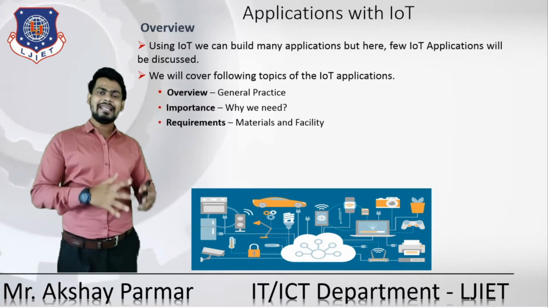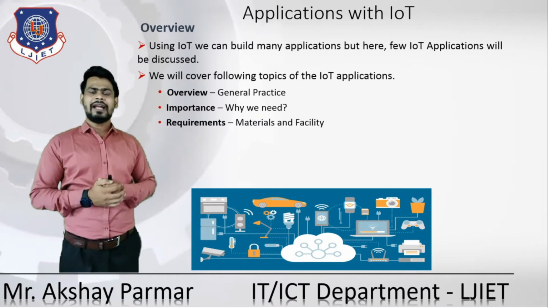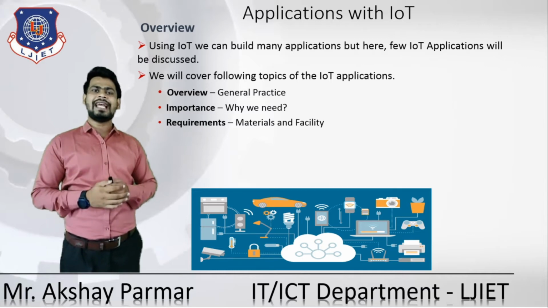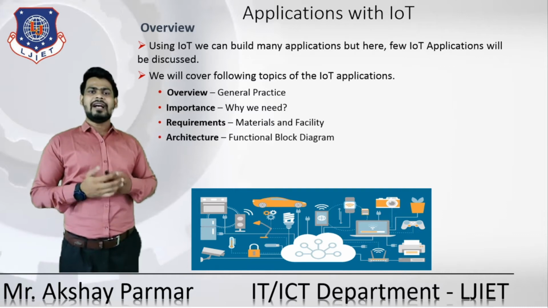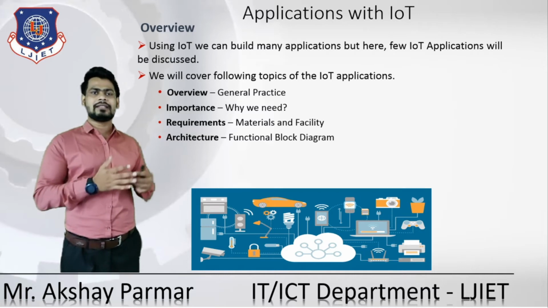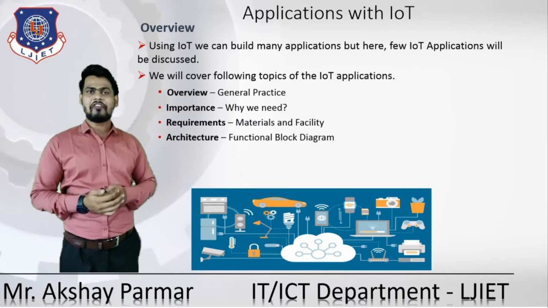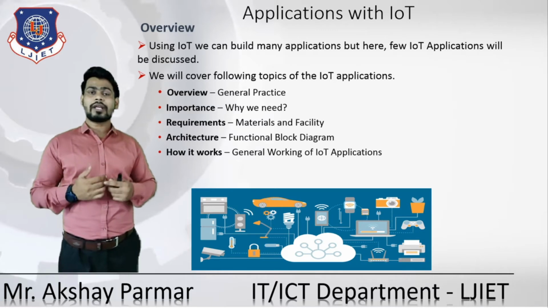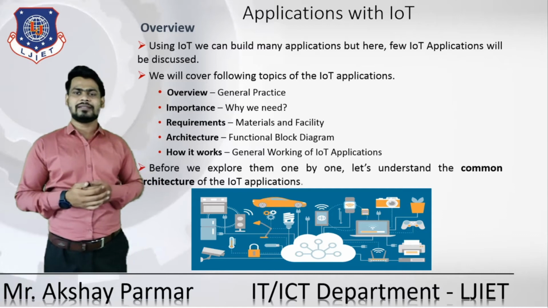For embedding any sector with IoT, there are some basic requirements we need. What kind of material and what kind of facilities we are going to provide with the help of IoT, we will discuss in the requirement section. After that, the functional block diagram: how that particular system works with the help of IoT. So we can say we will discuss the architecture of IoT and how it works, the general working of an IoT application, in this particular series.